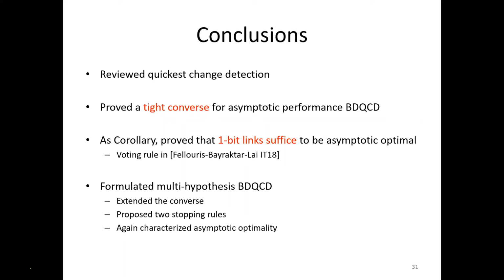In this talk, I have reviewed the problem of quickest change detection, and we also studied the BDQCD, and we proved a tight converse for the asymptotic performance of the BDQCD. As a corollary, we proved that one big thing suffices to be asymptotically optimal for BDQCD. These parts I don't have time to talk about, but we also study the multi-hypothesis case, and also we formulate a leader follower game. Okay, I think that's pretty much it.